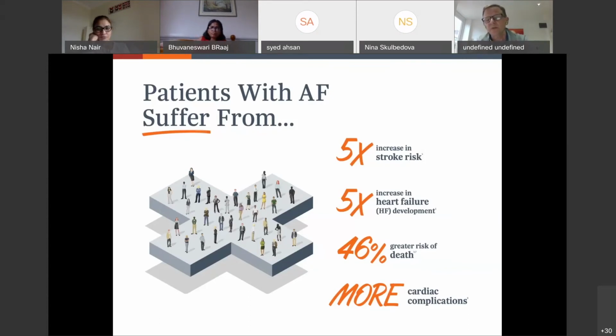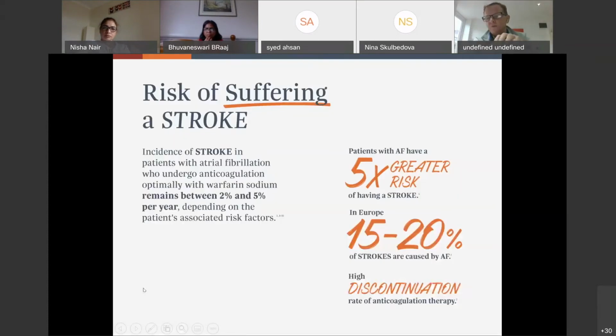There are also a lot more cardiac complications. So let's go through the slides now and see what I mean by the 5 times increased risk of stroke, the heart failure, and the greater risk of death. We know in Europe, from the data we've looked at, that about 15 to 20% of all strokes are caused by AF. And as has been alluded to earlier, those strokes are usually very devastating. The left atrial appendage, blood washes out from there and goes straight up and causes a pretty severe stroke. It's often fatal as well.